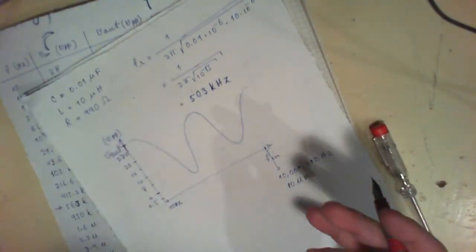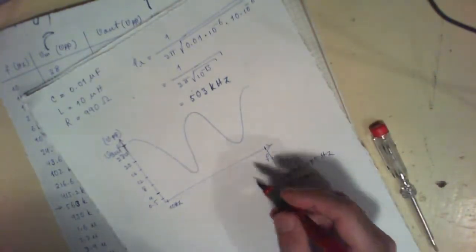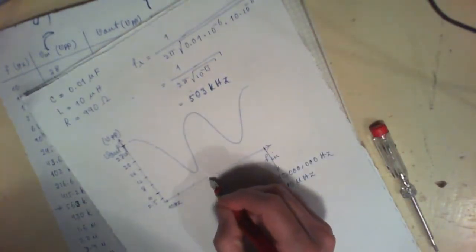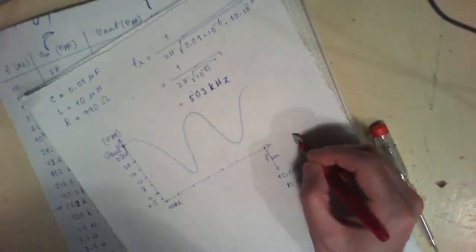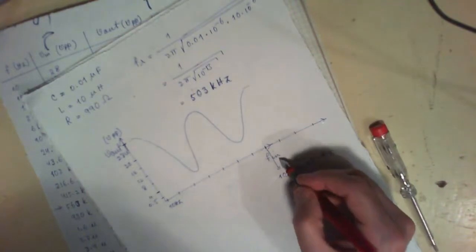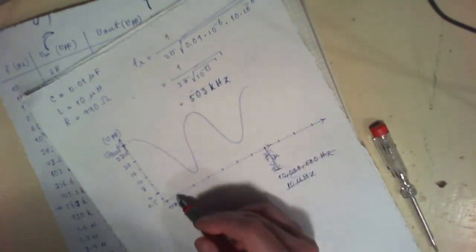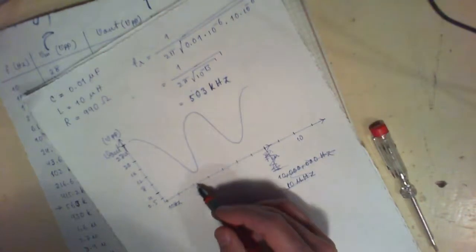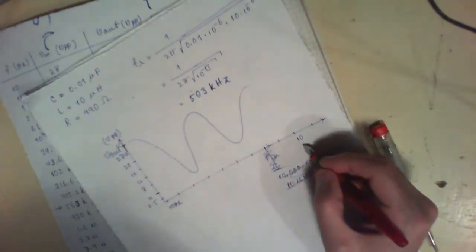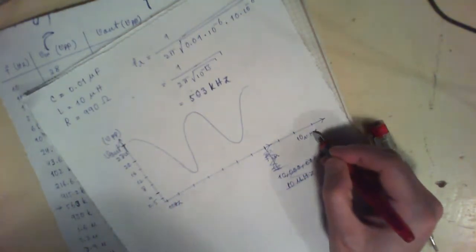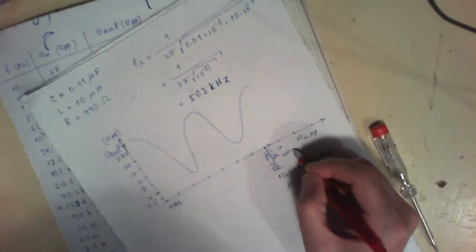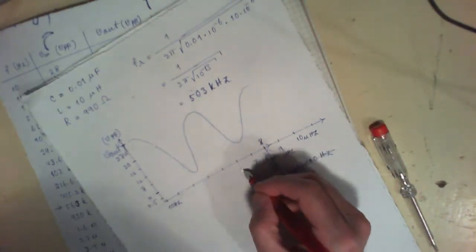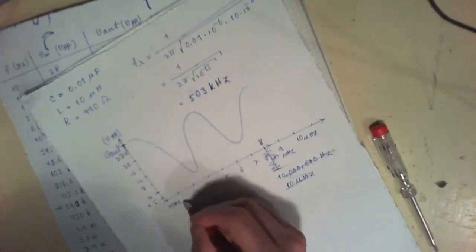Now there is really no good way to do this. I can, for example, say that this is 1, 2, 3, 4, 5, 6, 7, 8, 9, and 10, and I call this 10 megahertz, and then based on that this would be 9 megahertz, 8, 7, 6, 5, 4, 3, 2, and 1 megahertz.